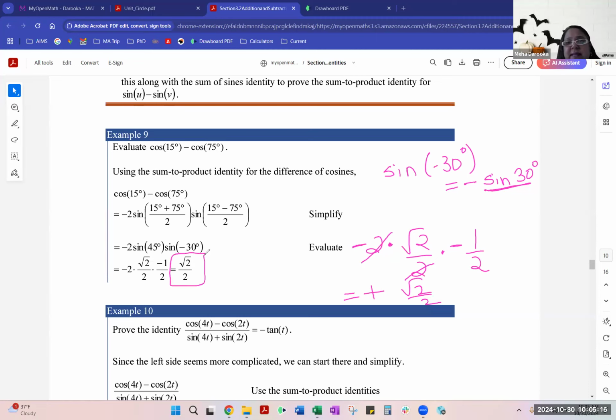So this is just using the sum to product identity to help us simplify angles that are not known within the unit circle, and you can use them to come up with a result. Now, like I said, we can also use this to prove a more complex identity, which is kind of what's happening in example 10, but I just wanted to take a second to see if anybody had any questions on number 9 before we move forward.